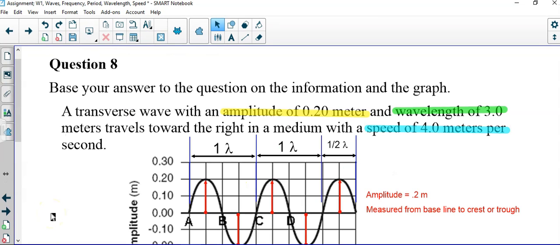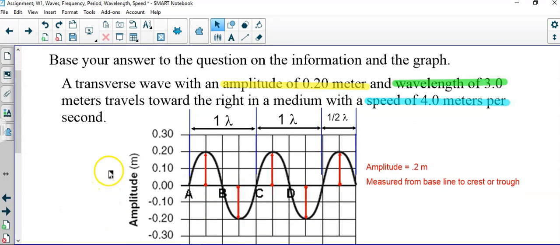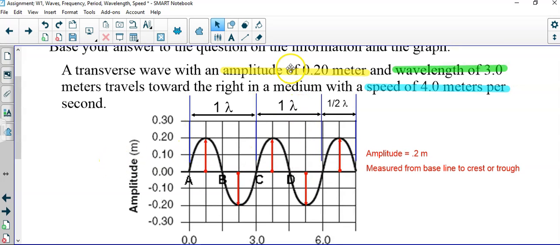Here in question 8, we're going to base our answer on the information provided in this graph. A transverse wave with an amplitude of 0.2 meters and a wavelength of 3 meters travels towards the right in a medium with a speed of 4 meters per second. Alright, there's a lot of information. Let's go over it. In yellow, we have the amplitude. That's 0.2 meters. So that's the height from this baseline all the way up to the crest of 0.2. But it's also from this baseline all the way down to this trough. So I've drawn these red arrows here for you so you could see the amplitudes are 0.2 meters.